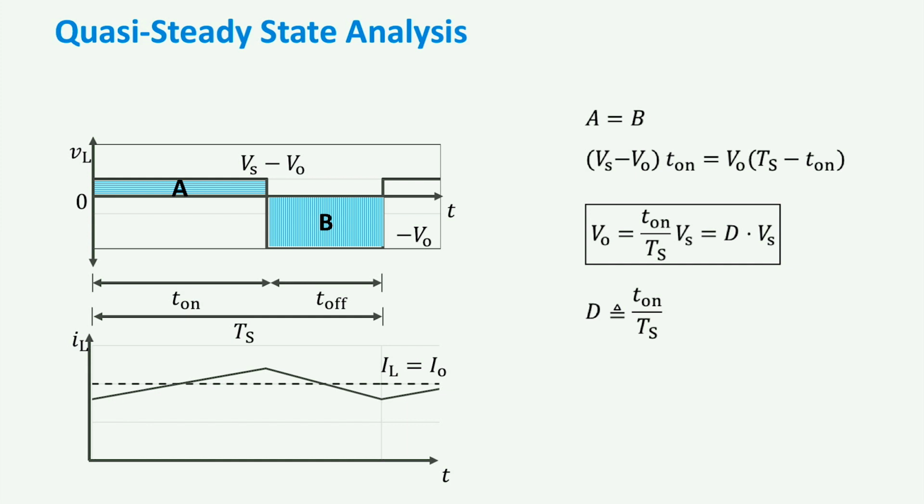Next, we calculate the output current. In an ideal circuit, there is no energy lost, implying that the power that goes into the buck converter is equal to the power that comes out. Since the power is current multiplied by voltage, we can determine that the ratio of the output to the input current must be 1 divided by D.